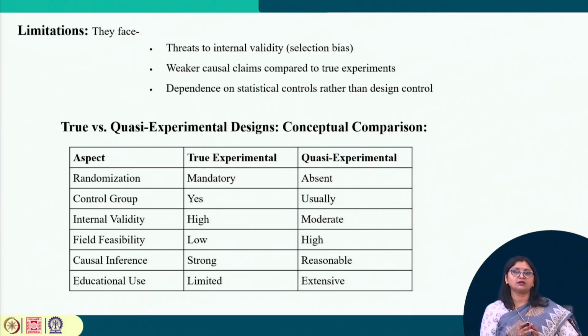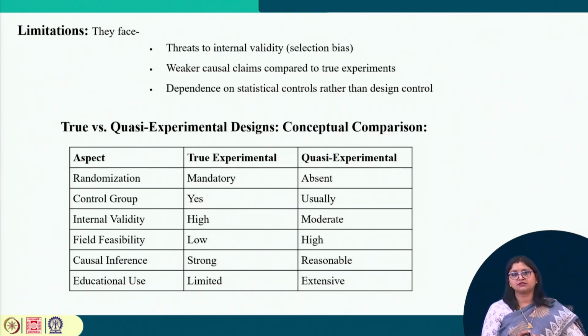I have prepared one table. If you are interested in randomization, then in true experimental research design it is mandatory, and randomization is absent in quasi-experimental design. Control group, yes, in the true experimental as well as in quasi. Internal validity is high in true experimental design and moderate in quasi-experimental, and field feasibility is low in true experiments and high in quasi-experimental.